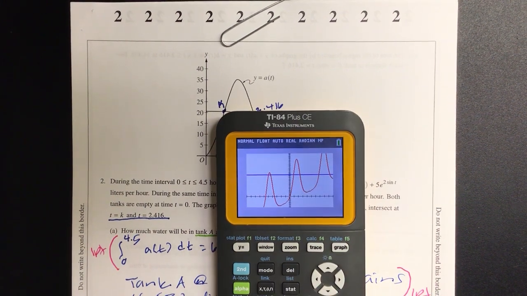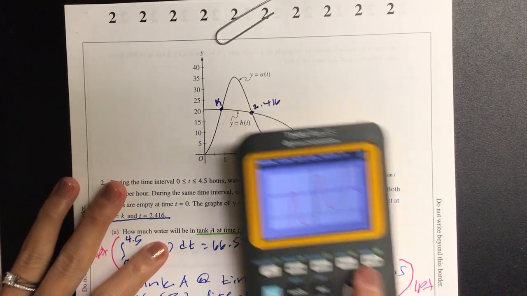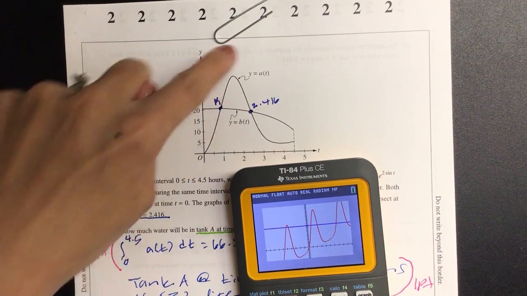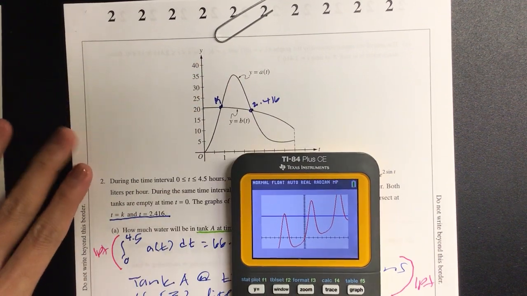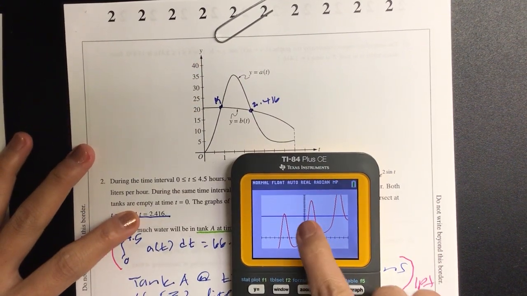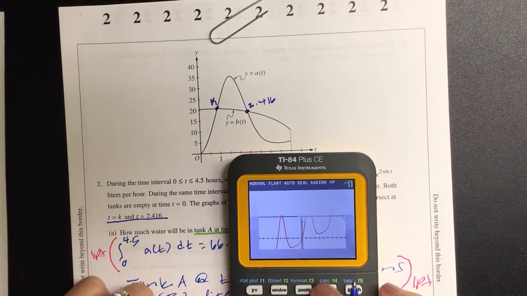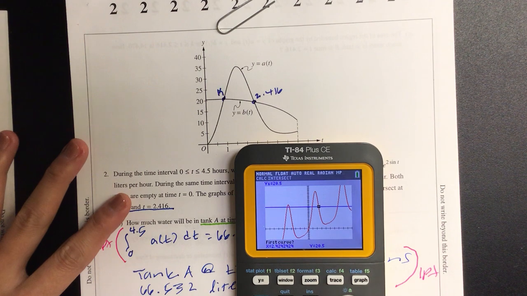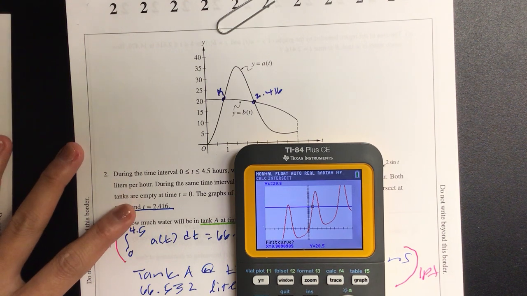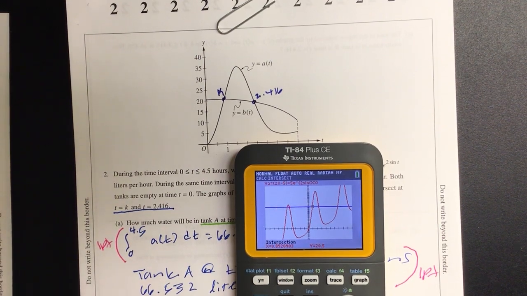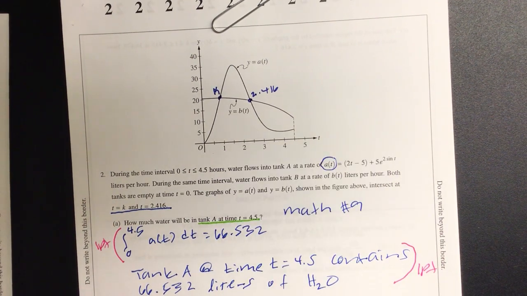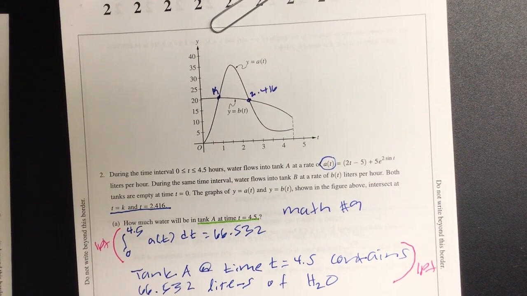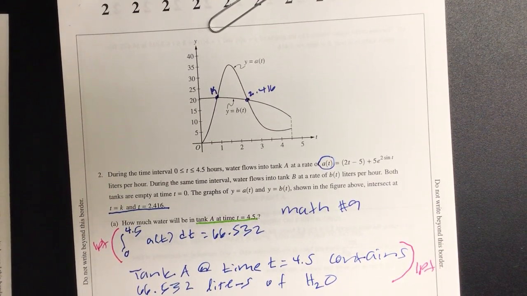I already had it graphed. And the nice thing is you could compare and be like, okay, is this the graph that I see for A of t? Yes, it is. So we're looking for this value right here. So we do second calc. What button is our intersect? 5. I'm going to go over to my first intersection, and when I press 1, 2, 3, enter, it's going to give me some number. So let's put on here, we did y1 is equal to 20.5, and then we did y2 was A of t.